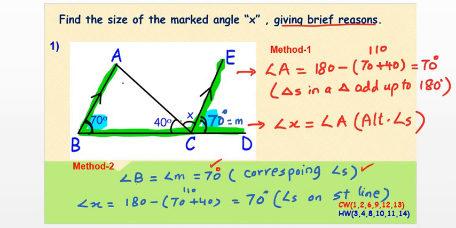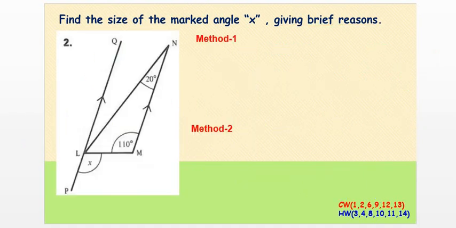Now how can I find angle X? Clearly you can see here we are getting a straight line. So angles on a straight line add up to 180. So if I want to find any of the missing angles on the straight line, I will add 70 and 40, this one and this one, and the sum will be subtracted from 180. Hope you understand it. Okay, here is question number 2.